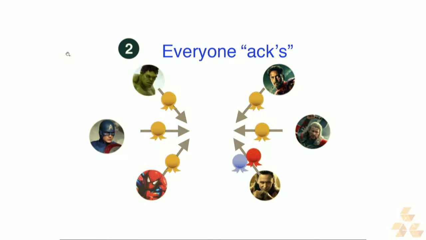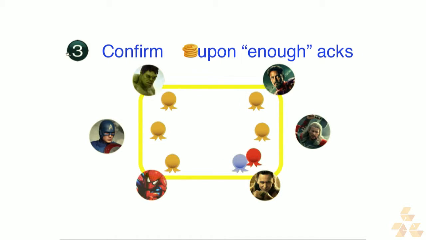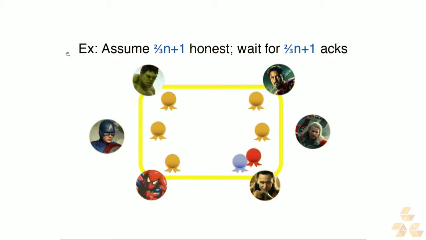And so it's a very simple protocol. I send out as a leader, you acknowledge. And now we're going to say that if a transaction has enough acknowledgements, it's viewed as confirmed. How many do we need? Well, a typical case is if we want a protocol that's secure, assuming 2/3 of the players are honest, then we need to wait for slightly more than 2/3 confirmations.